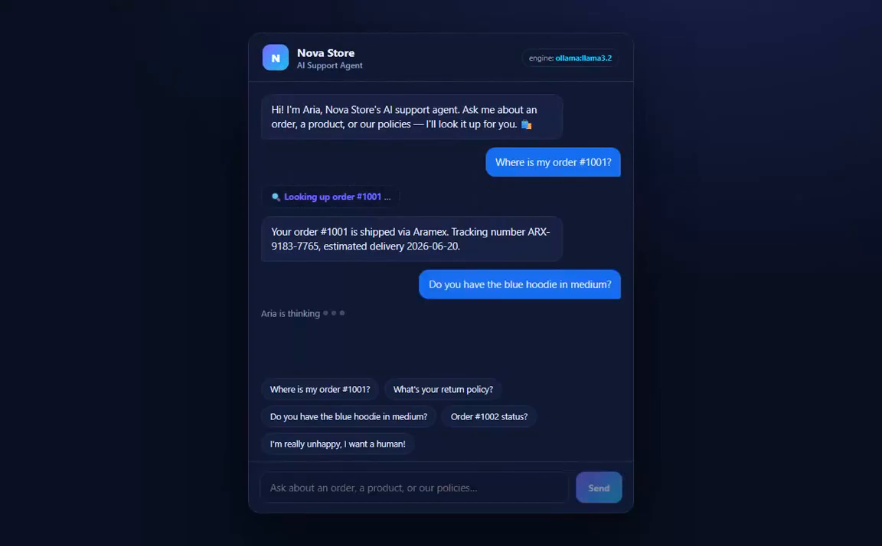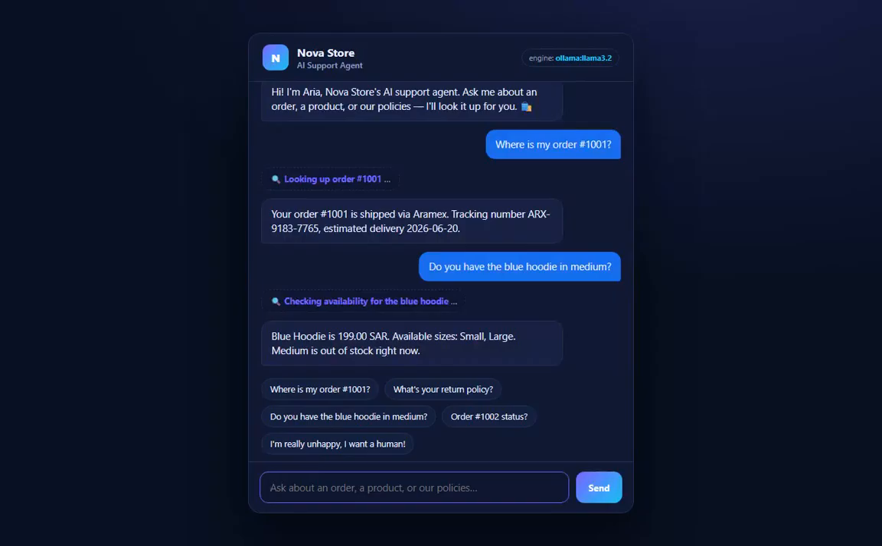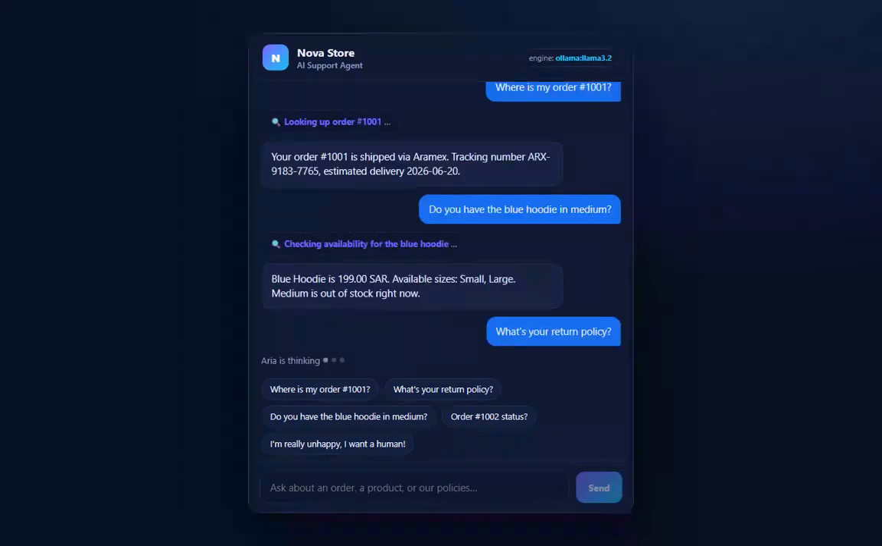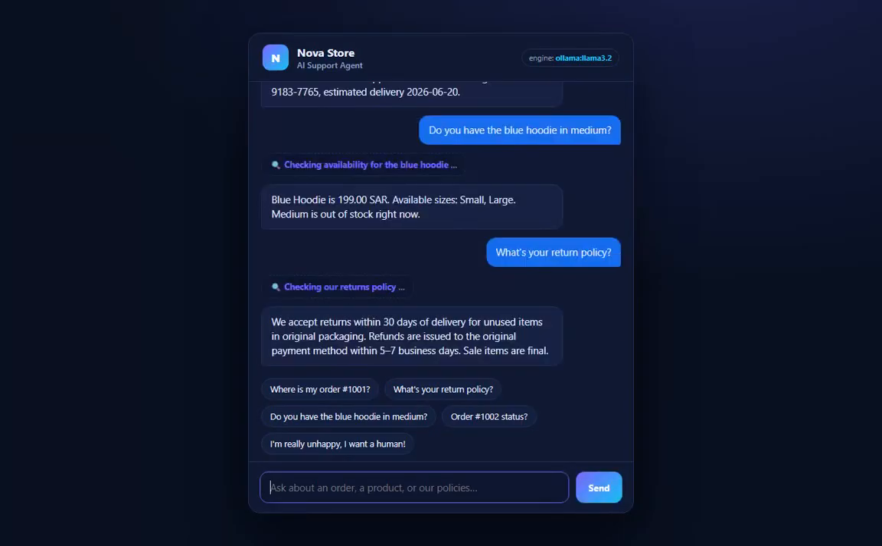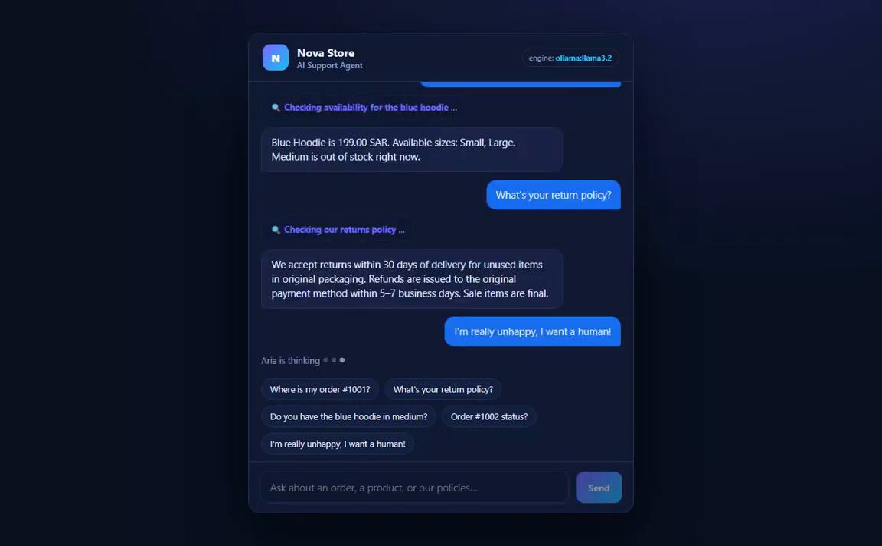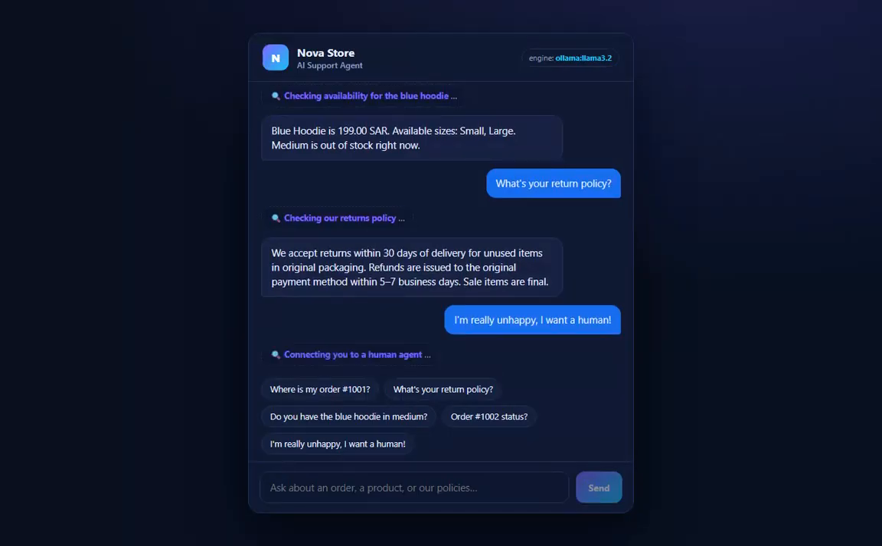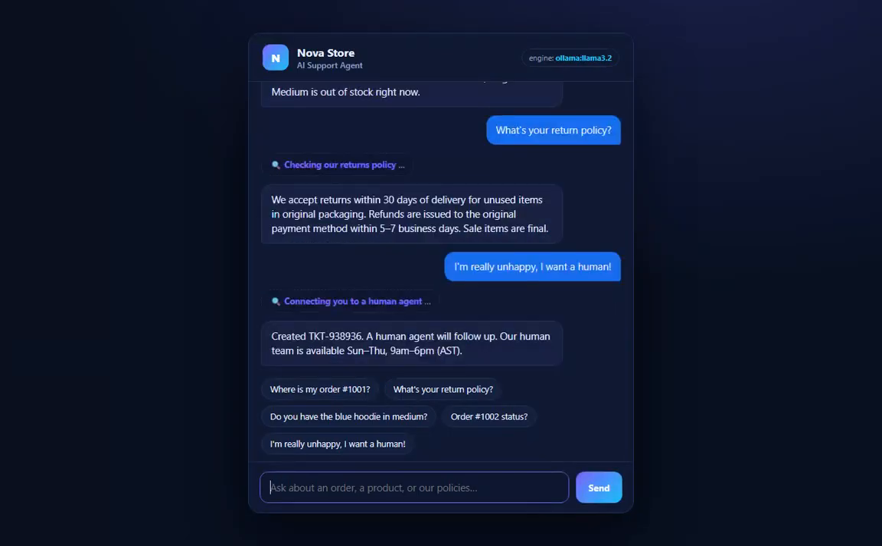In stock, it checks the product, sees medium is sold out, and offers the sizes that are. Return policy? It pulls the policy from the knowledge base and explains it. And when the customer is upset, it escalates to a human and opens a ticket.